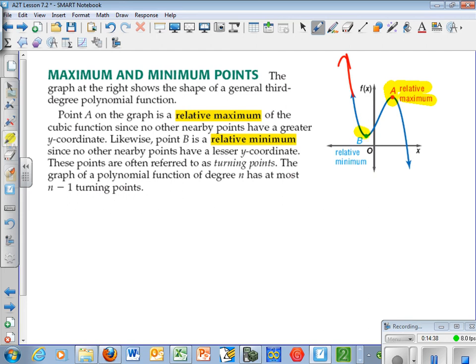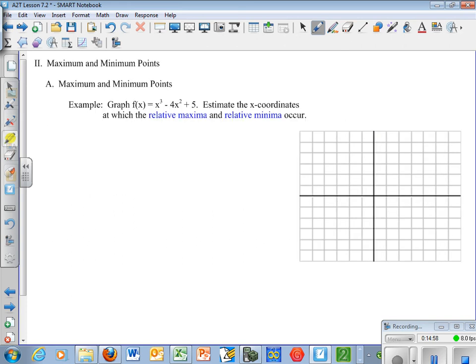This one over here at point B is called a relative min because it's the minimum point in that area. It's not the minimum point on the graph because this goes infinitely down, but relative to that area. So we want to think of relative max and mins as turning points where these functions turn and go the other way. Okay, so those are the definitions of relative max and min, which we're going to use here on this last problem. So, maximum and minimum points.